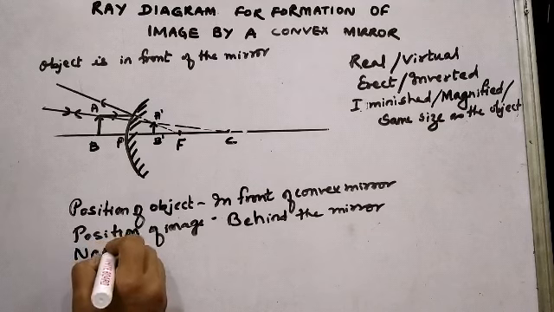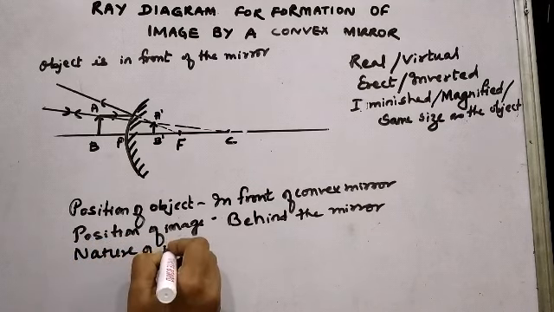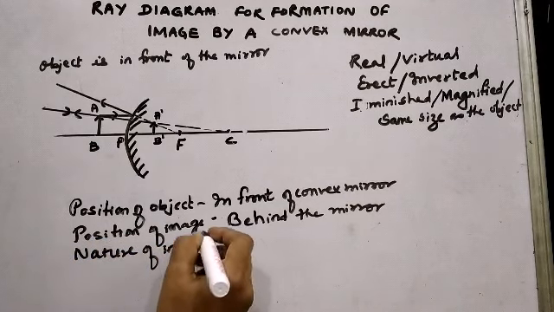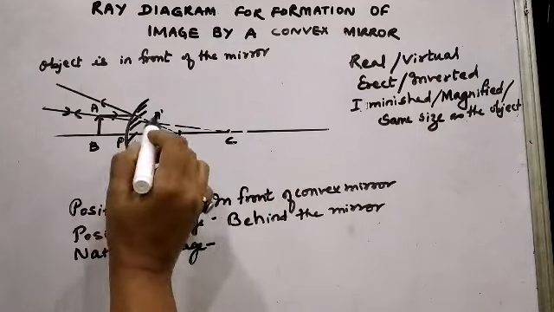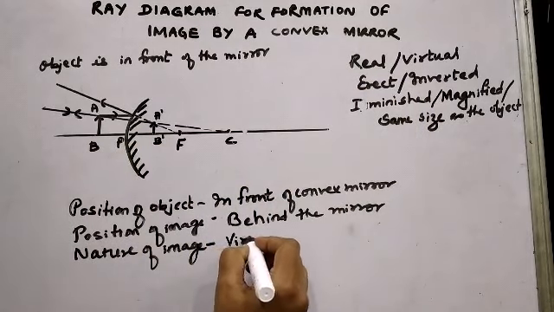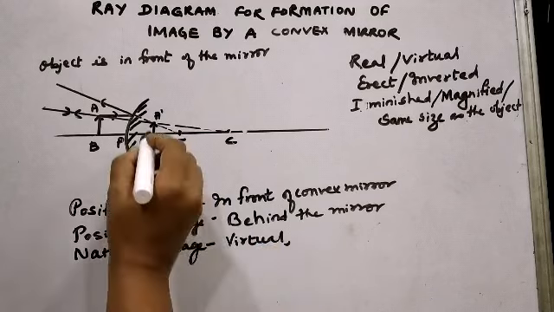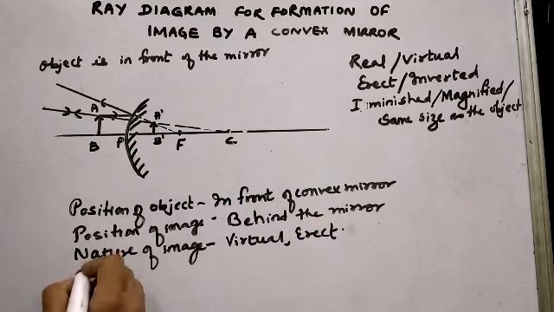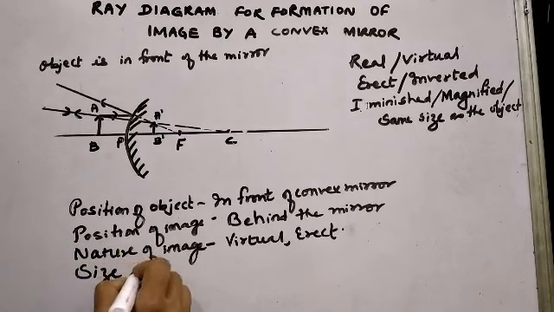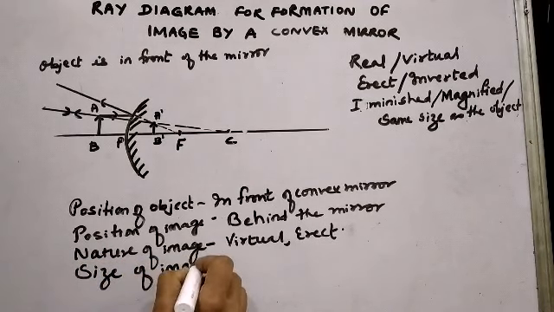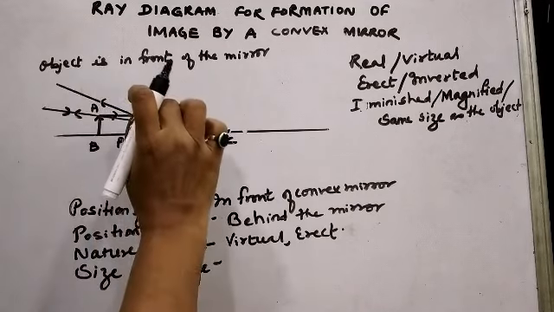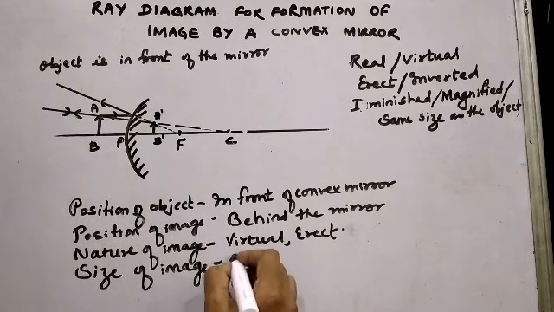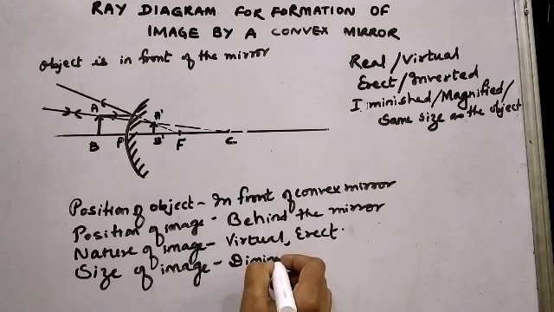Nature of image. The image formed is virtual because you can see that the rays of light are extended. Therefore, it's a virtual image and it's an erect image. Virtual images are always erect images. And size of image is diminished because you can see the object is big but the image is small. So the size of the image is diminished.